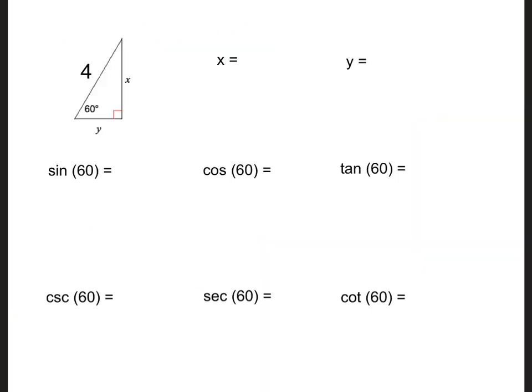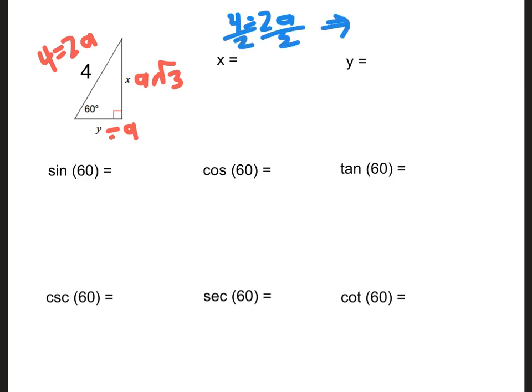All right, we're going to do one last problem. I'm so sorry this video is long, but it does change a little bit when you use 60 instead of 30. The first thing I noticed for this one is they give me my hypotenuse. Remember, this is the same as 2a, so 4 equals 2a. Your short side is a, your long side is a root 3. Now, if I know 4 equals 2a, I can go ahead and divide both sides by 2, and I get a equals 2. So that means y is going to be 2. That means x is going to be 2 root 3.